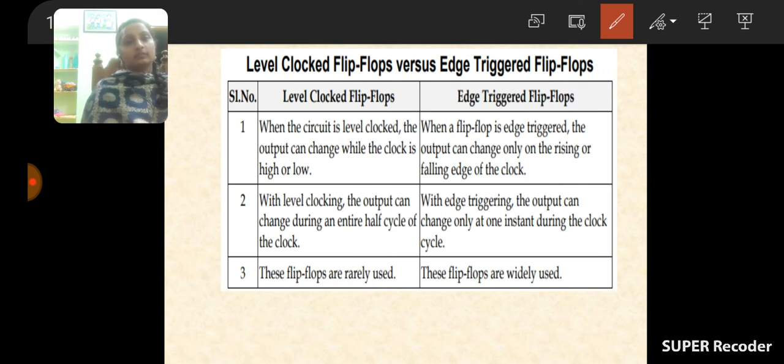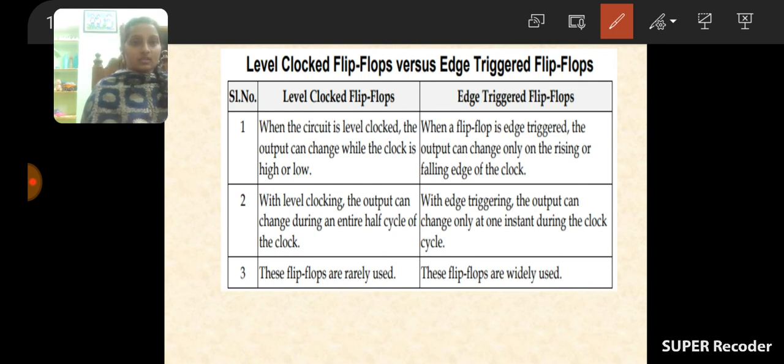Once see the slide. So this indicates what? The difference between level clocked flip-flops and edge triggered flip-flops. What is the main difference? Once check the slide. When the circuit is level clocked, the output can change while the clock is high or low. Already I told you. In level clocking, the output is changed across either high level or low level of the clock pulse. In level clocked flip-flop, the output is changed either across high level or low level.